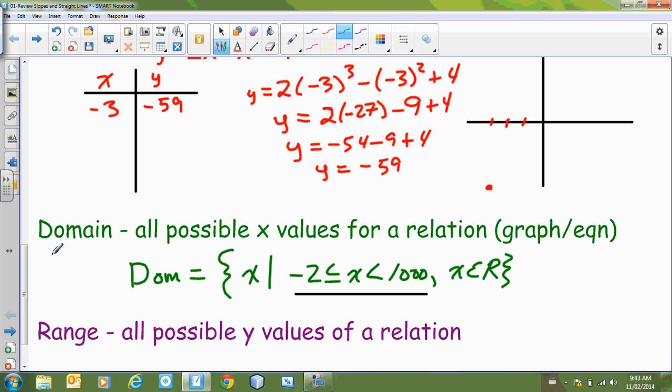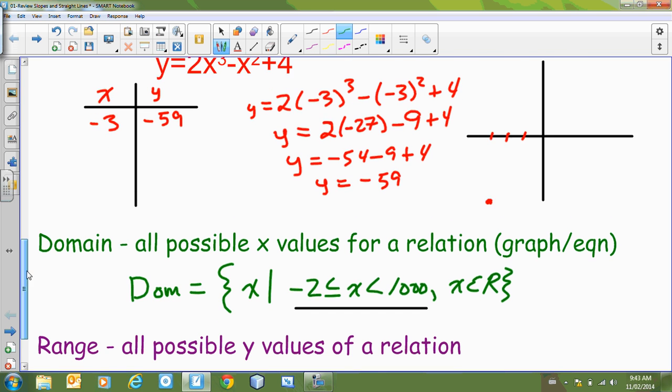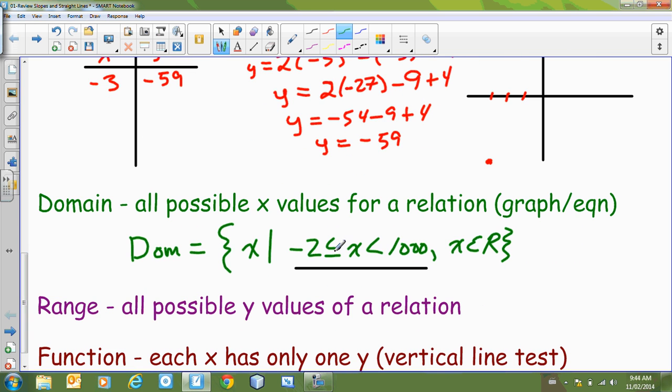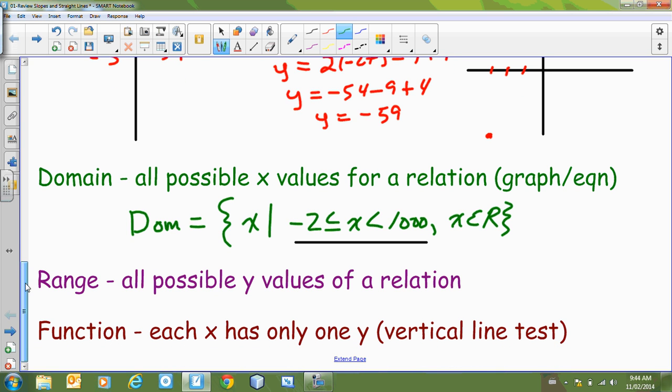When you get to university, your profs might care a lot. I notice a lot of the textbooks don't even use quite proper syntax this way anymore. So knowing that this is the answer, those are the values of x that are legit, that's what we're looking to do. Range, same sort of thing, all possible y values for a relation.